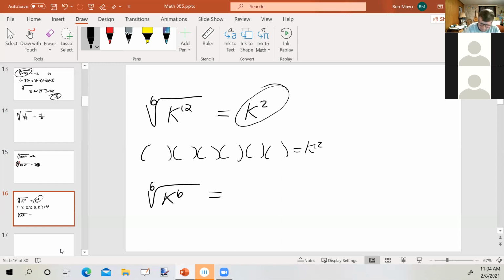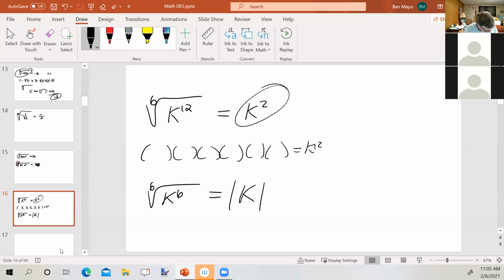Yep, I get it. How about the sixth root of k to the 6th? What's that going to be? That would just be k. Do we need absolute value bars there? Don't think so. But I do, because k could be negative. Yeah. You might want to go back and look at the first part of this section again. Yeah, I'm going to have to.